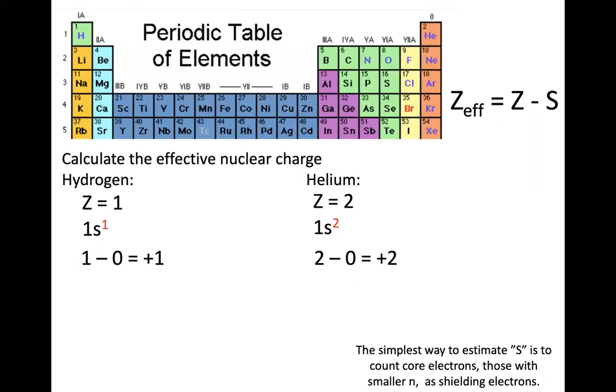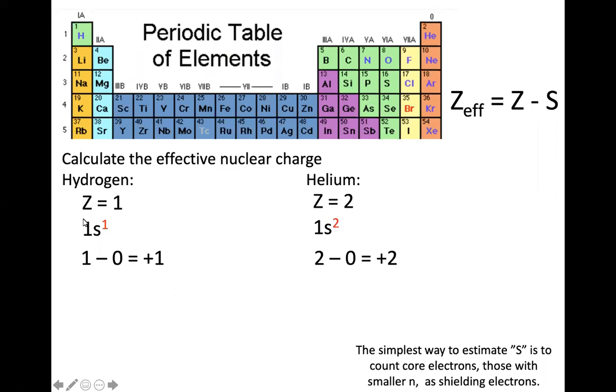Within this one, when it comes to effective nuclear charge, we want to really completely understand the idea. We want to be able to do these calculations, and we want to be able to understand their significance. So here I show how I'd calculate the effective nuclear charge if I'm looking at a hydrogen atom or a helium atom. Hydrogen has one proton, that's what Z equals.